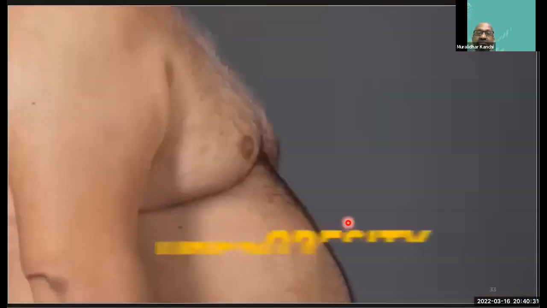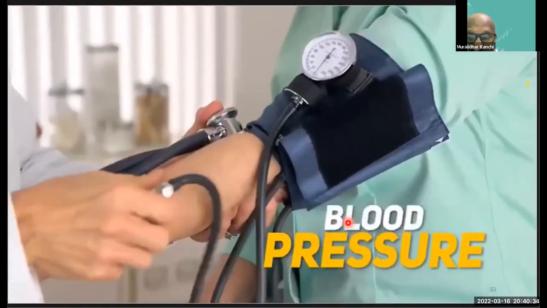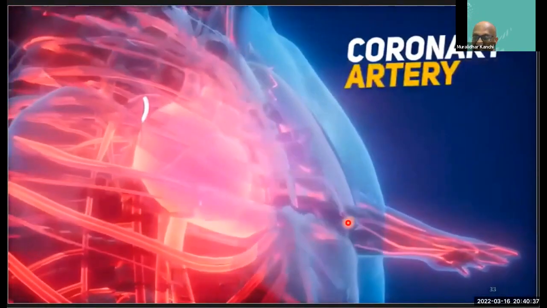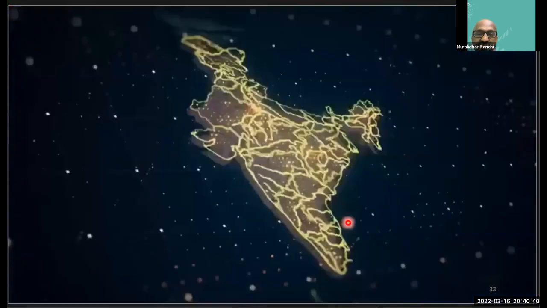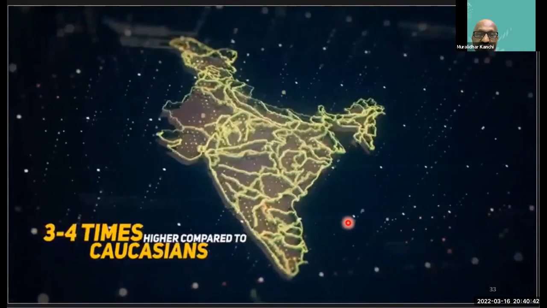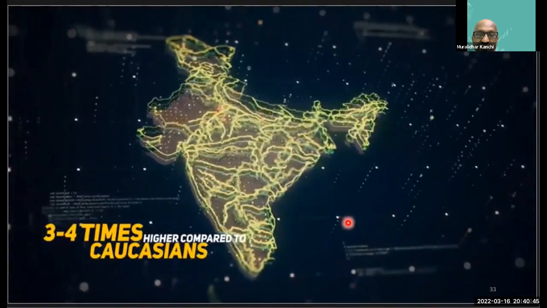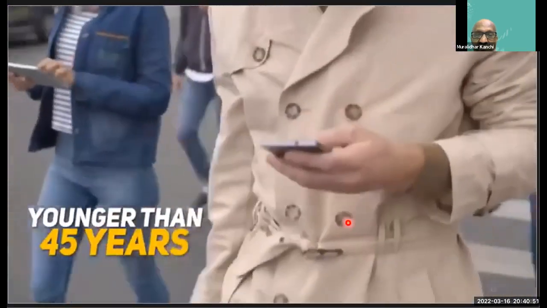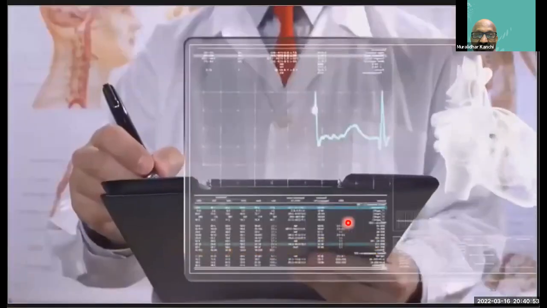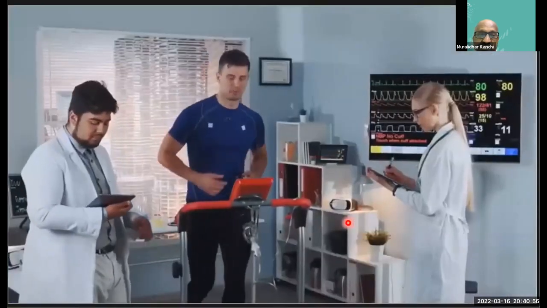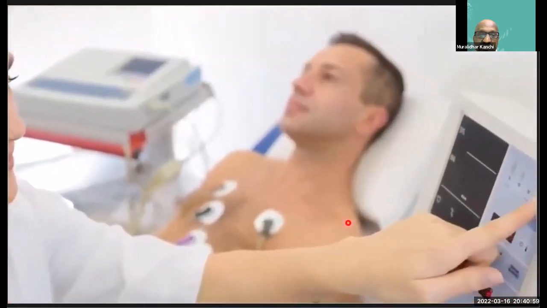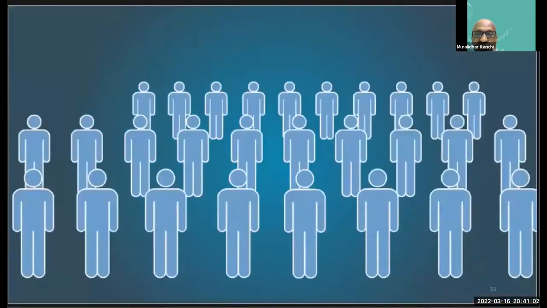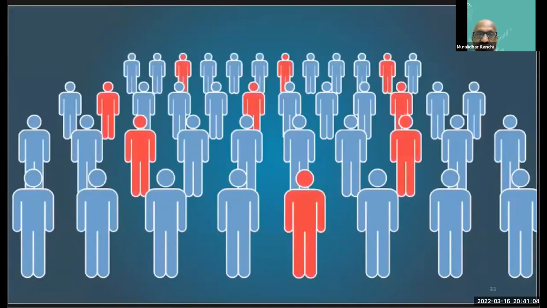We have developed a polygenic risk score for determining the vulnerability of a person to coronary artery disease, or CAD. The risk of CAD and heart attack among South Asians is 3-4 times higher compared to Caucasians. Young onset CAD, or CAD affecting people younger than 45 years of age, is getting more common these days. Current approaches used to diagnose heart disease can detect the problem only after the symptoms have appeared. What if we could identify people with higher risk of heart disease much before the symptoms appear?